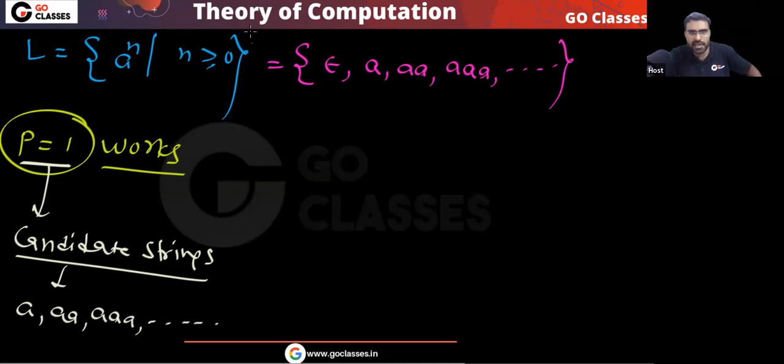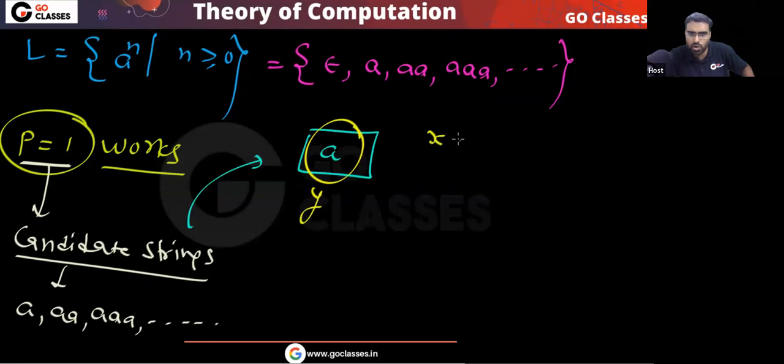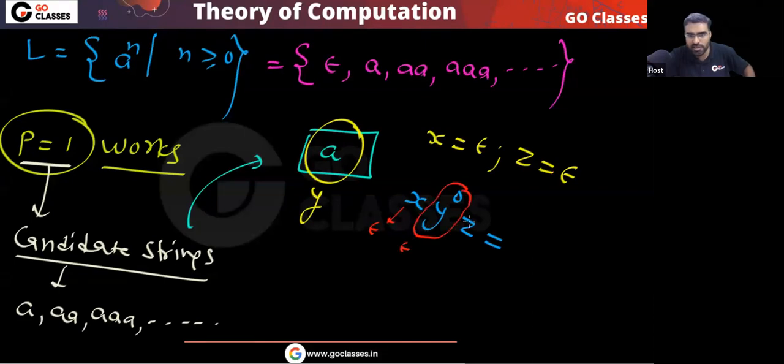Now you tell me, can I say every candidate string will satisfy, will pump? For example, tell me this, will it pump? You are checking p equal to 1. So this y you can take, your x will be the empty string, your z will be the empty string. Now a simple question: if you repeat this y any number of times, for example 0 times, what string will you get? Your x is the empty string, any string power 0 is the empty string, and z is also the empty string. Finally, you will get the empty string, and that belongs to the language.